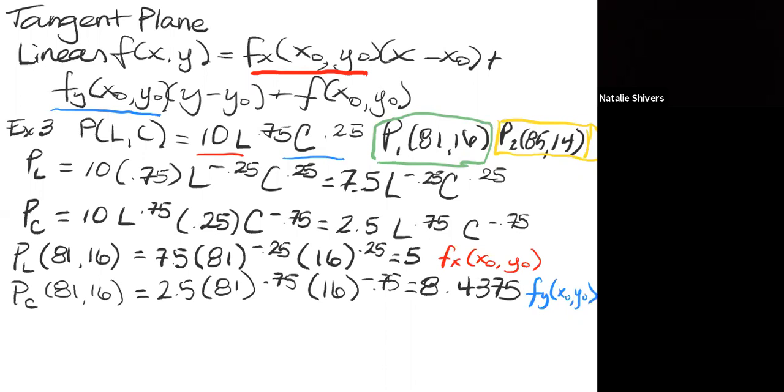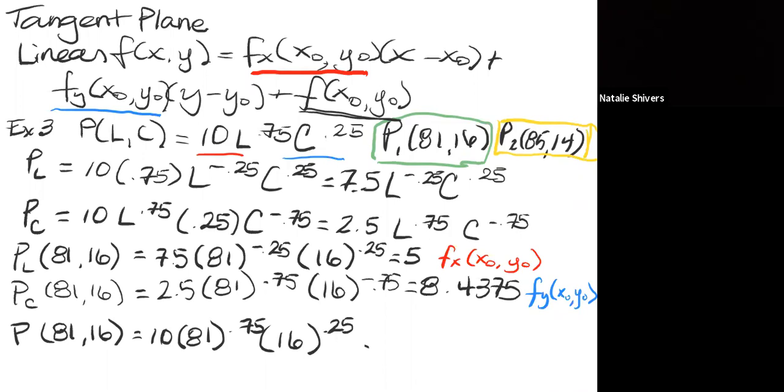Got it. All right. So going back to the line at the top, I have the first two pieces, but now I need, too bad I don't have another color, but let me use black underline. I need to find this piece. I need to find the original function at x naught, y naught. So I'm going to take P and evaluate it at (81, 16). So go back to the original function. So we're going to take 10, L is 81, to the 0.75, and 16 to the 0.25. And I get 540. Okay, so again, this one now is f of x naught, y naught.